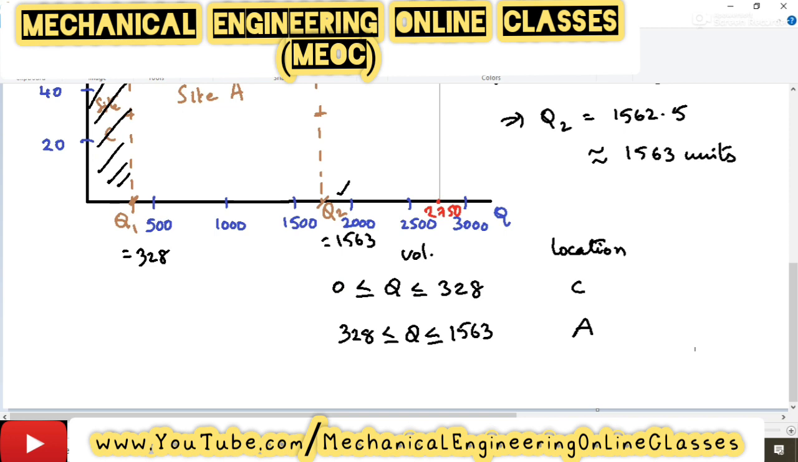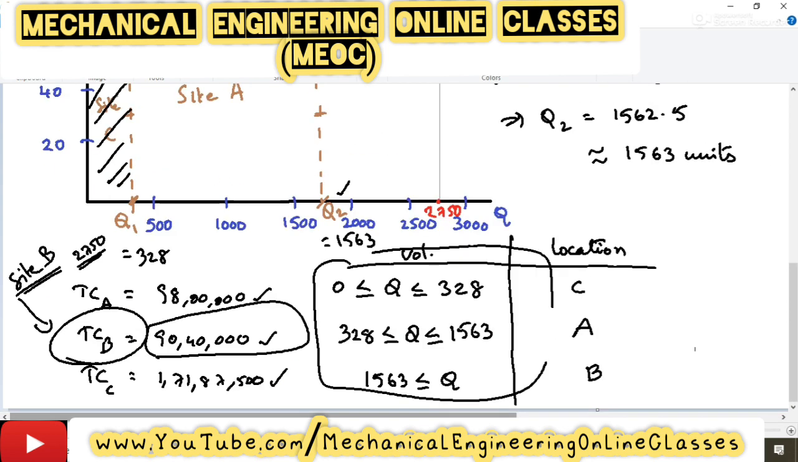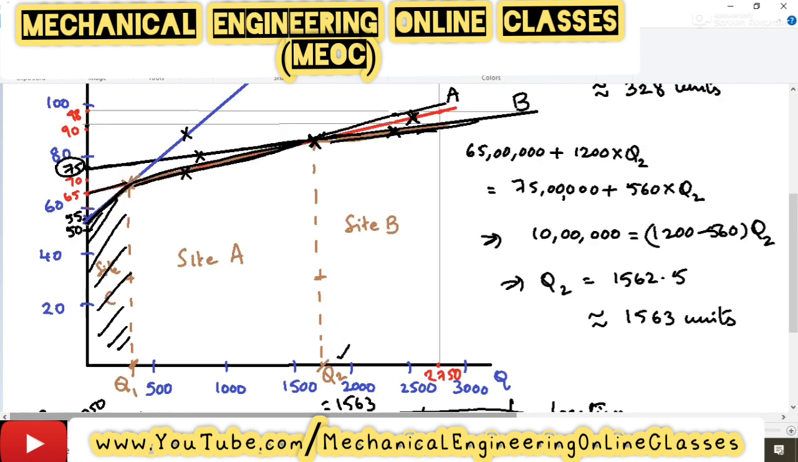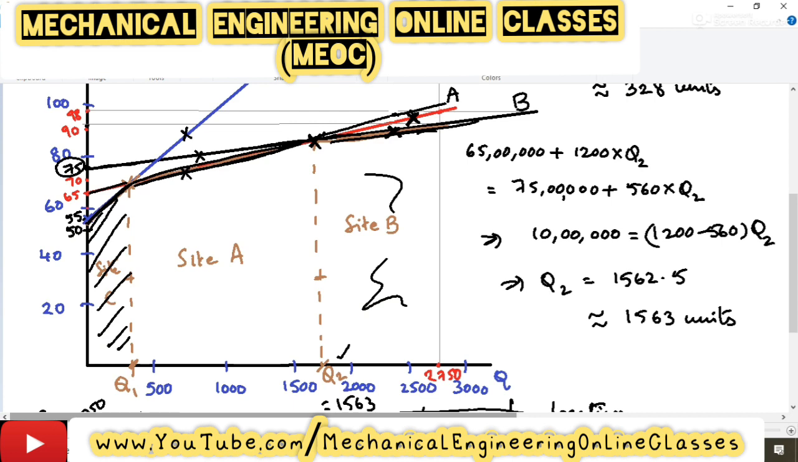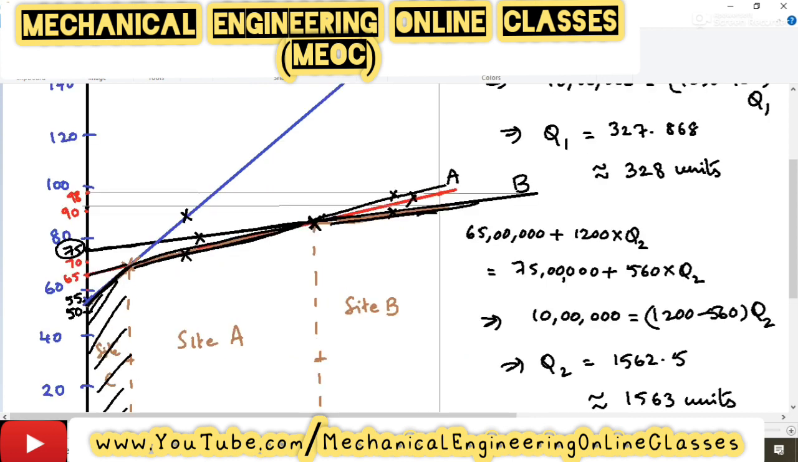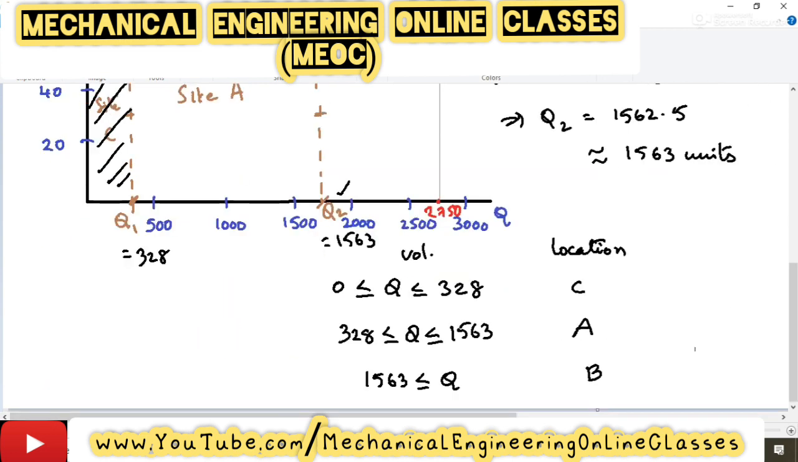And if the production volume is greater than 1563, then site B is preferred. So if the production volume is greater than 1563, we have to check this region. So in this region there are three lines, site B, site A and again site C, out of which site B is closer to the x-axis. This is the production breakup.